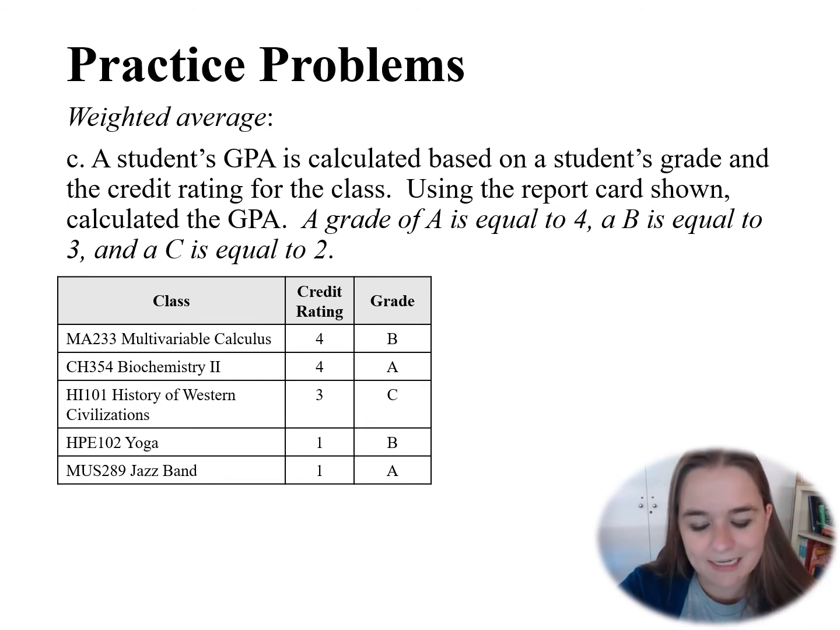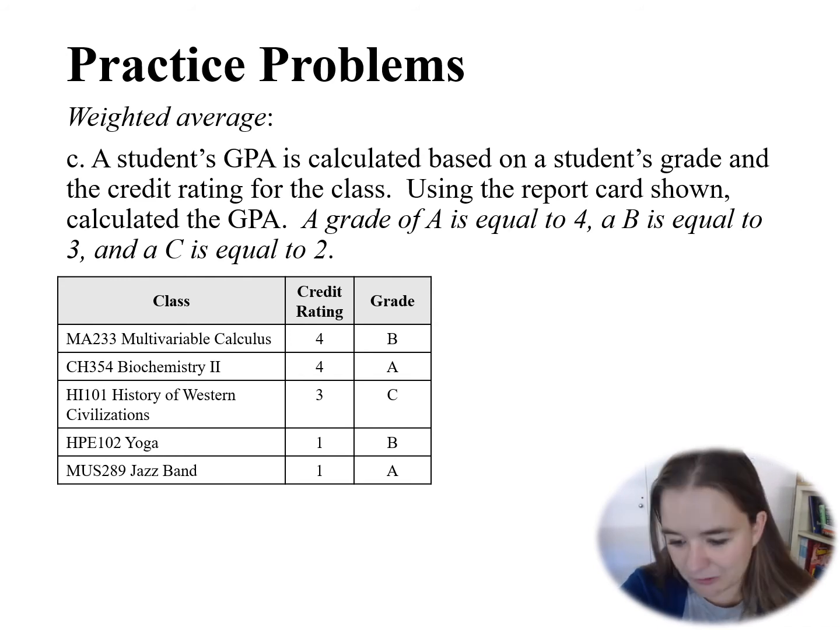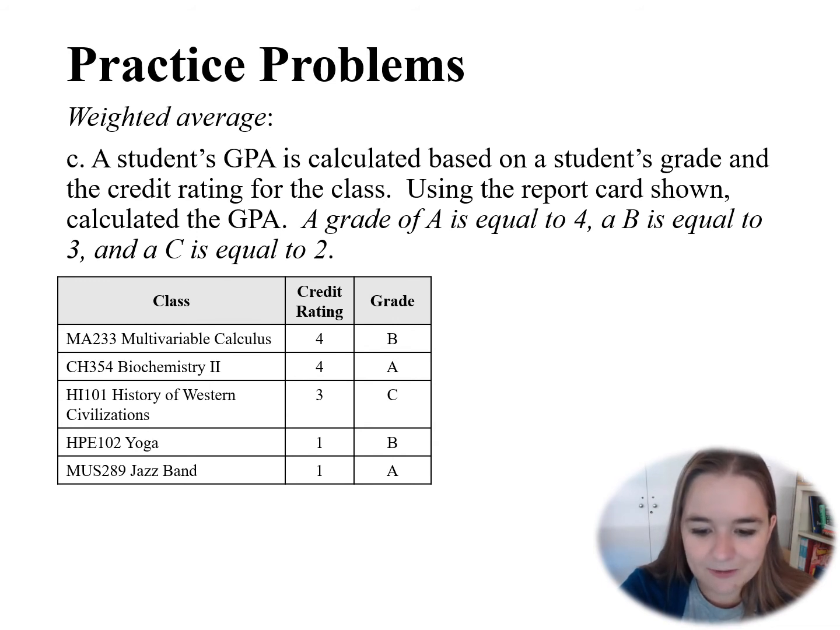To find the weighted average, I need to know how many grade points we have divided by the total number of credits attempted. I know that an A is worth 4, a B is worth 3, a C is worth 2, a D is worth 1, and an F is worth 0, but I don't have any examples of those. So I'm going to change my values here. Instead of B, I'm going to put a 3. For A, I'll put a 4, C is a 2, B is a 3, and A is a 4.